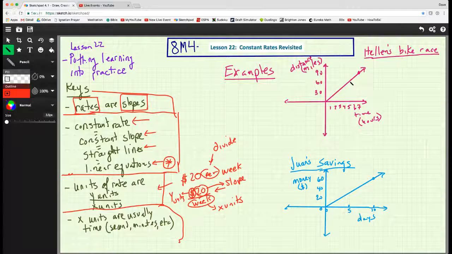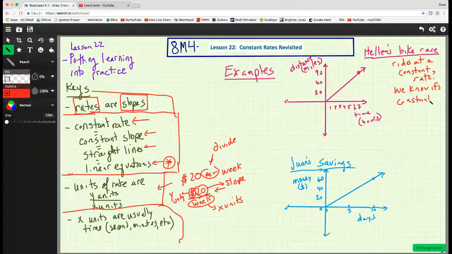We're just going to talk about how these two graphs relate to what we've talked about. First of all, we note there's this little point here that we've graphed. We're talking about Helen's bike race, and this is how far she goes in a certain amount of time. And Helen rides at a constant rate. How do we know it's a constant rate? It is constant because it's a straight line. Straight line means constant rate.